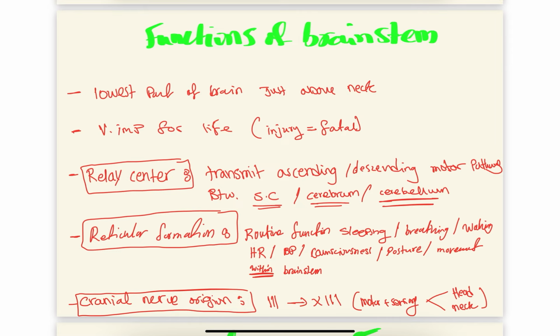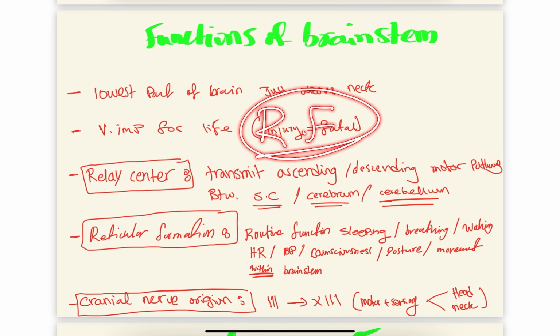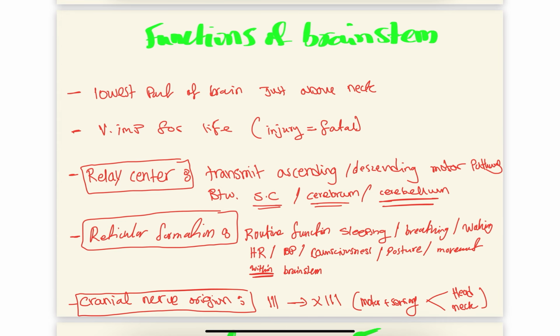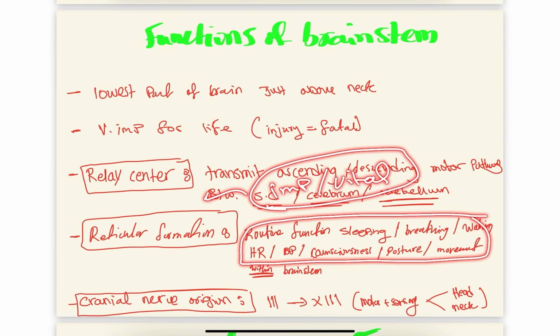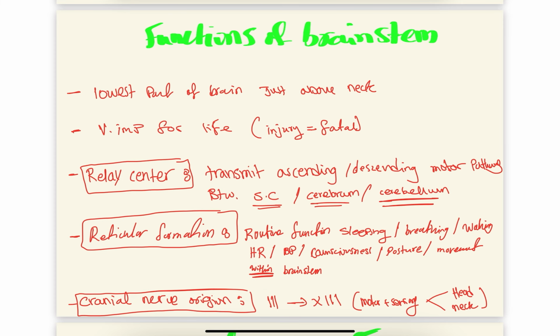Now we have something called the reticular formation, RF. What is this? Basically, it's the thing that helps in sleeping, breathing, and waking up, your heart rate, your blood pressure, your consciousness, your posture, your movement. All of these important or vital actions for a human to live are being controlled by the reticular formation, which works in the brainstem. I hope it makes sense.